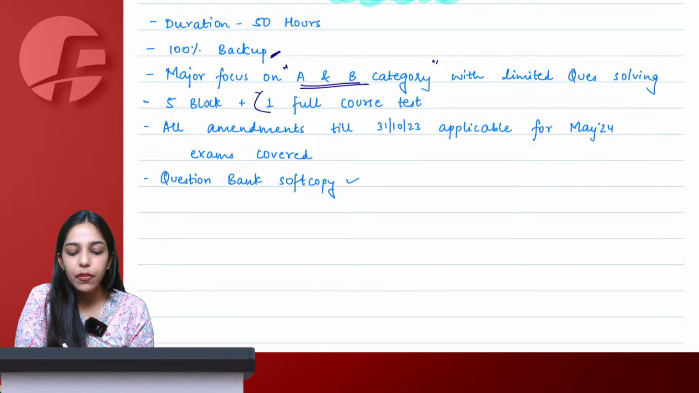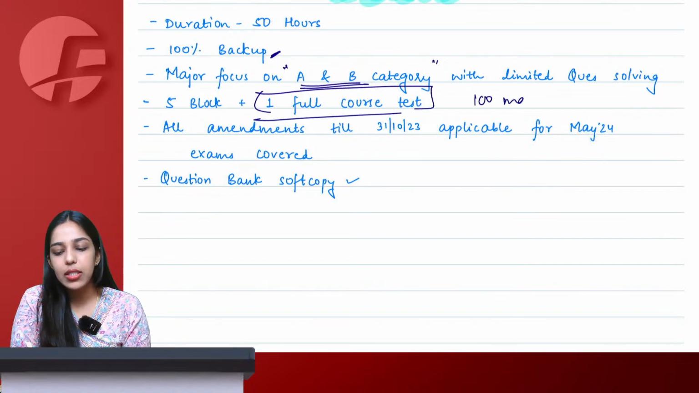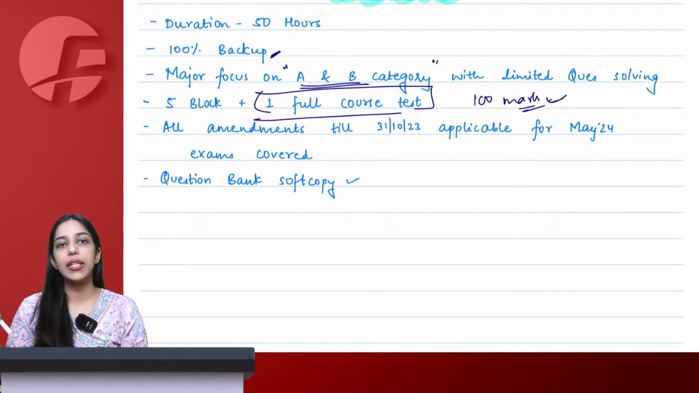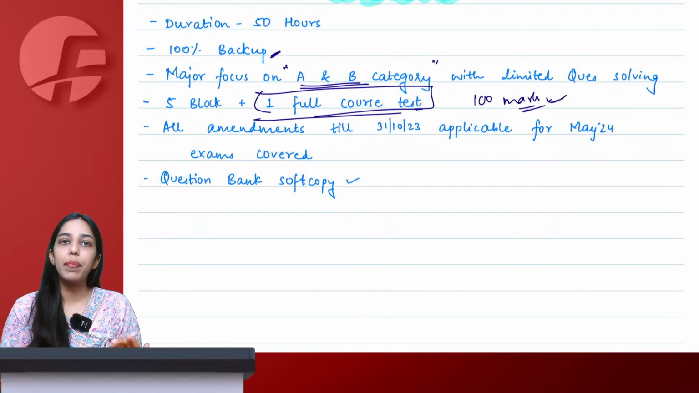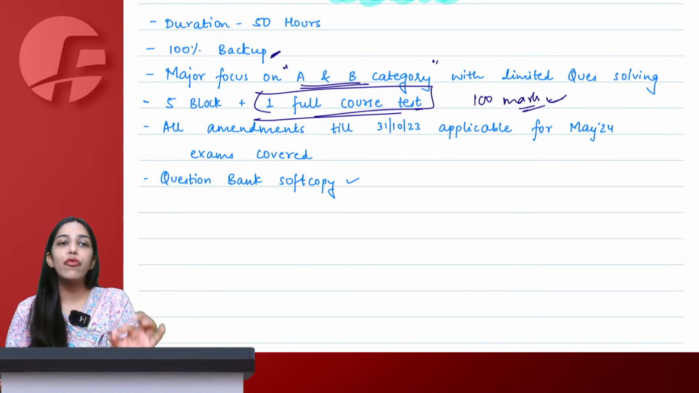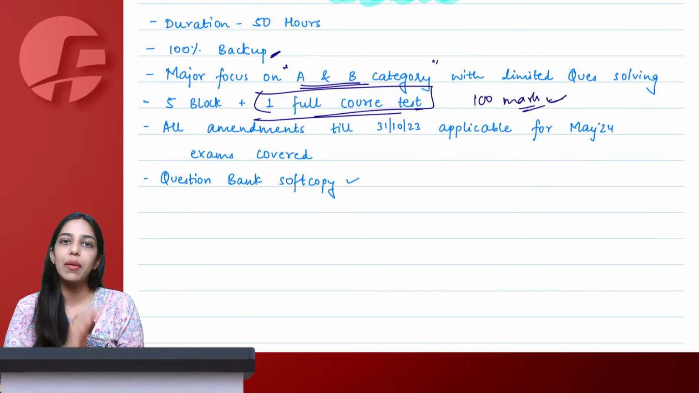But the last one, the full course 100 marks test that we will take after the entire completion of the batch, will be checked by the FAST team. Here we will check your paper and provide you proper comments, analysis, and guidance, everything. So one full test along with checking is included in the batch.